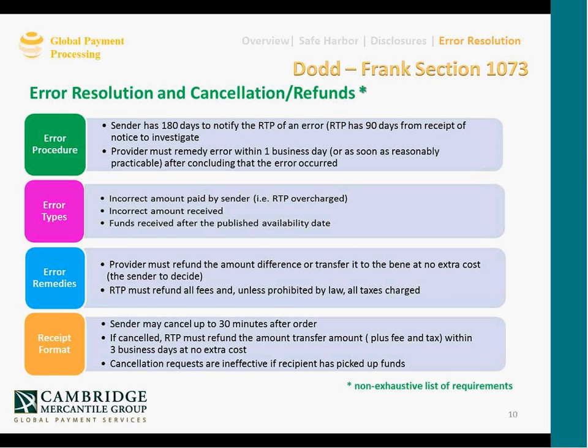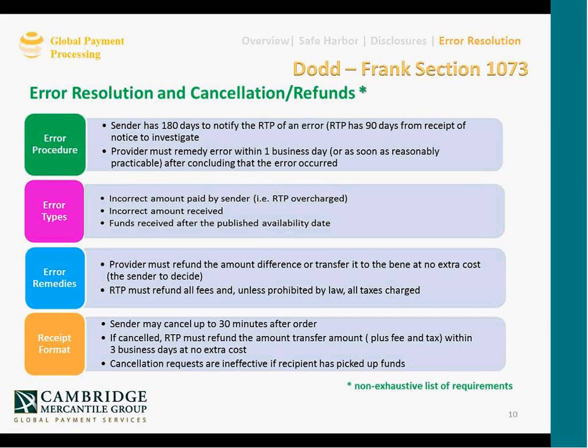So, the error types that actually come into play. The first is an incorrect amount paid by the sender. The example here would be that the QNET receipt shows a $40 fee, and they got charged $45. That is you, the remittance transfer provider, having overcharged your consumer in some way, shape, or form. I actually see this as the least likely error type to occur.